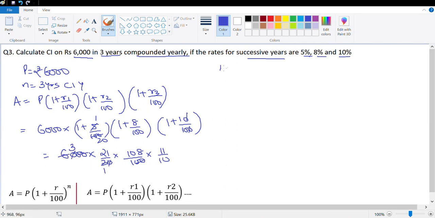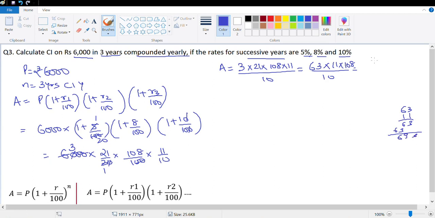So amount is equal to 3 into 21 into 108 into 11 upon 10. Big calculation. So that's 21 into 3, that's 63 into 11 into 108 upon 10. 63 into 11, that's 693. So 693 into 108 upon 10.